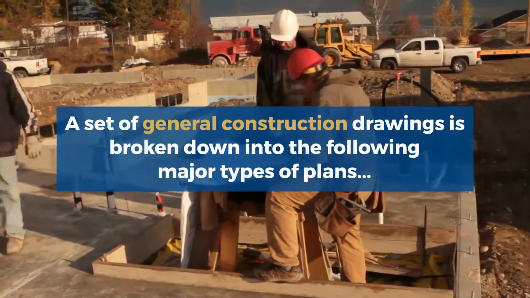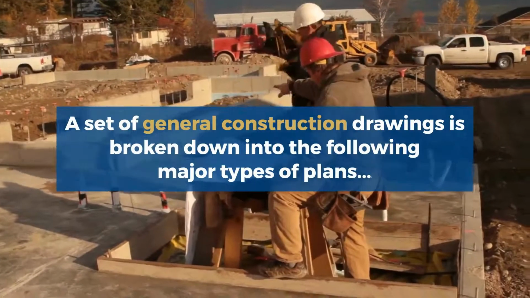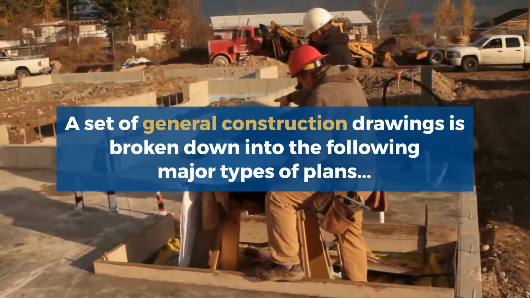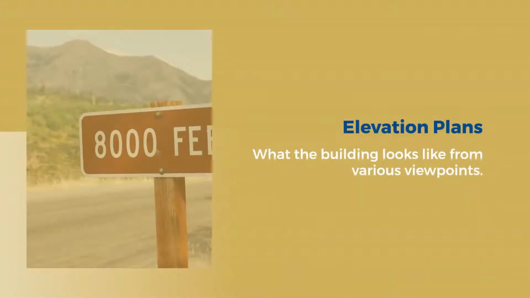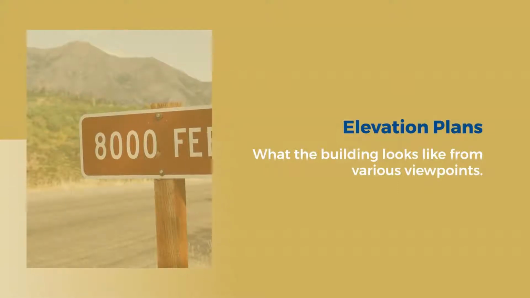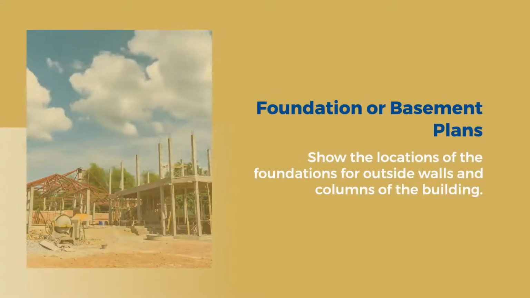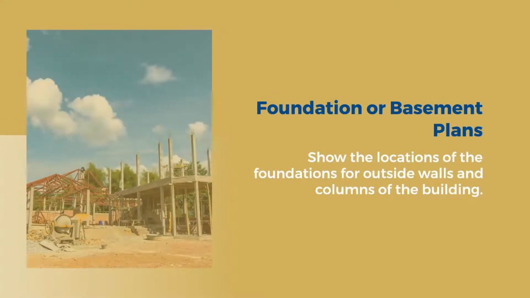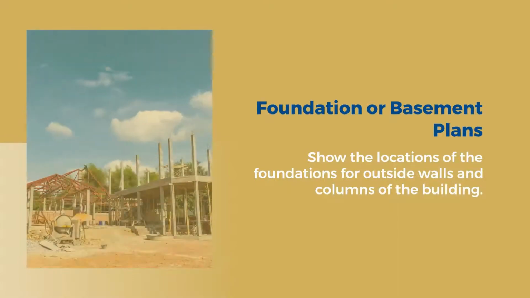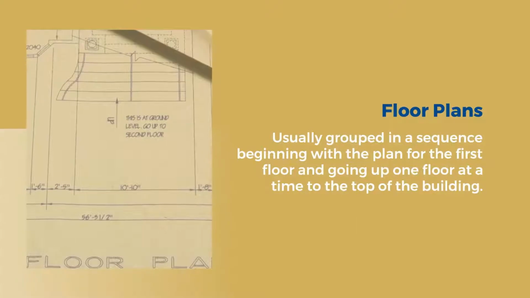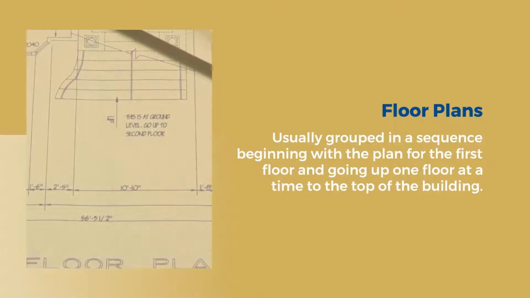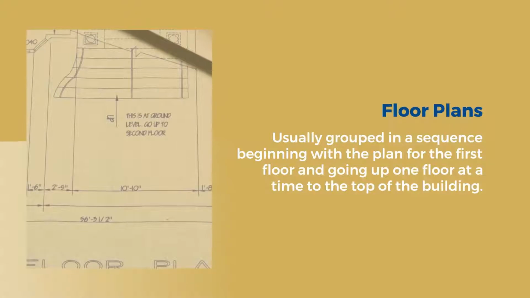The general construction section is a set of general construction drawings, broken down into the following major types of plans. Elevation plans show what the building looks like from various viewpoints. Foundation or basement plans show the locations of the foundations for outside walls and columns of the building. Floor plans are usually grouped in a sequence beginning with the plan for the first floor and going up one floor at a time, all the way to the top of the building.